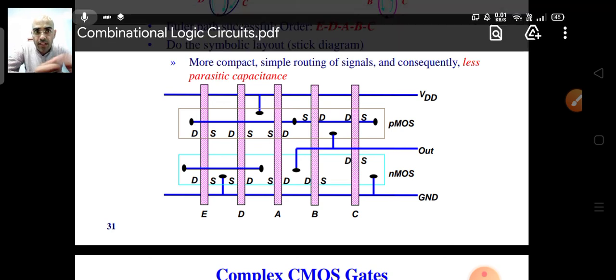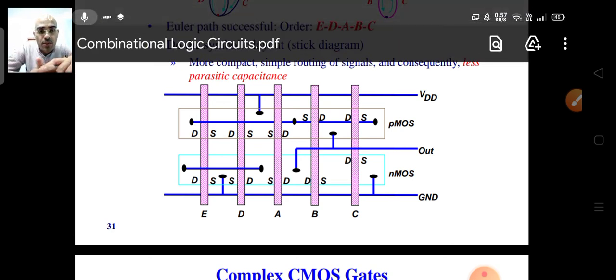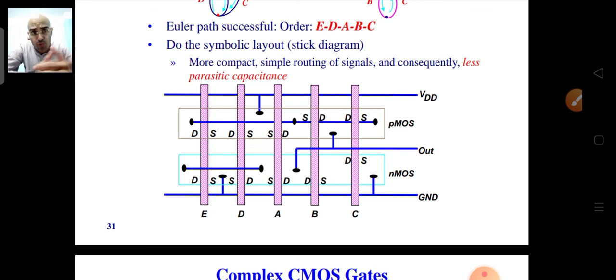That's the reason we try to do this: if you draw the optimized graph, then you will get many common terminals. If you draw these common terminals, then the number of contacts will also be reduced, and therefore the amount of metal, the amount of material you are going to use in the fabrication, will get drastically reduced. That's what the purpose is. Because of that, the parasitics will also be less. So the reasons are these.